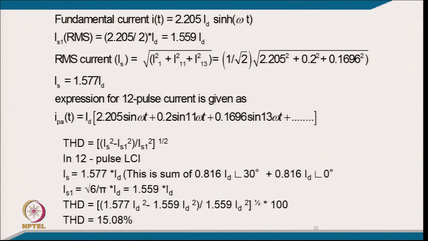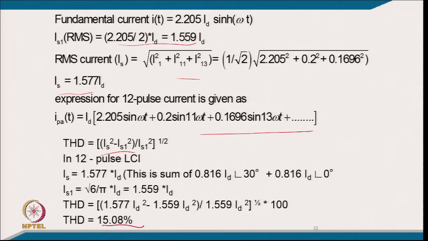So, you can typically find out what will be the RMS current, corresponding to taking the dominant harmonics. That will be the RMS current corresponding to the 12 pulse converter, and this is your fundamental RMS here. You can find out the fundamental from the same waveform, and then from Fourier analysis you can have the expression for different harmonics, like the fundamental, then 11th, 13th, then 23rd, 25th, and you can find out the THD for this 12 pulse converter. So, you will find it is a 15% THD in this case.